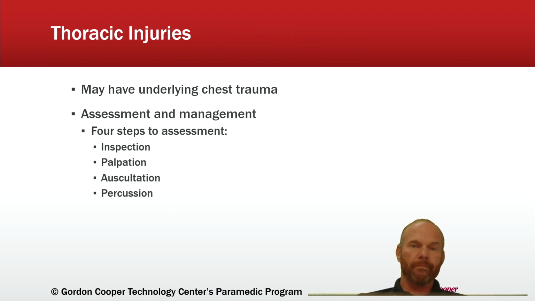So thoracic injuries may have some underlying chest trauma. There's 4 steps to this assessment. We're talking about nothing new: inspection, palpation, auscultation, and then percussion. Make sure you examine that entire chest for a visible injury. Listen to breath sounds in at least 2 sites on each side of the chest. Palpate the entire chest wall. Sub-Q emphysema is indicative of tracheobronchial tree disruption, because we're talking about thoracic injuries. And then open wounds require occlusive dressings to prevent or stop progression of pneumothorax.